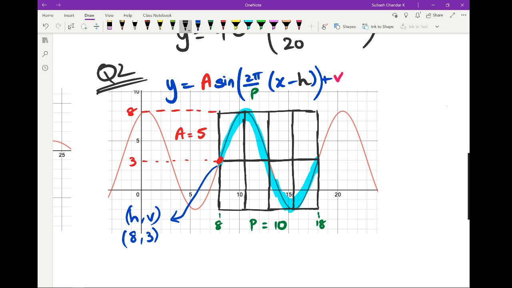Okay, so I've got my equation then. So it is y is equal to a, which happens to be 5, sine 2 pi over, what's my period, 10. And I've got x minus 8 plus 3.